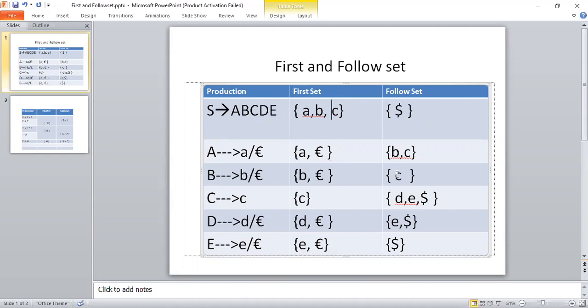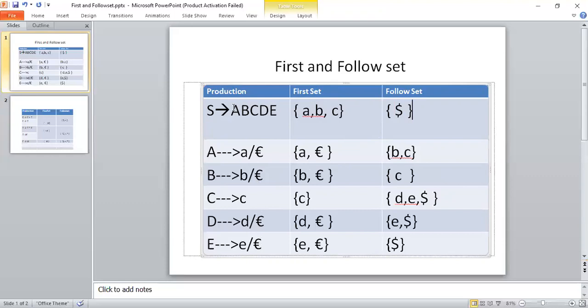Now we'll construct the follow set. To construct the follow set, we should consider the right side of the productions. Before constructing the follow set, first of all identify the starting symbol in the given grammar. Here the starting symbol is S. Therefore, follow of S contains dollar. Remember, for any start symbol, the follow set of that start symbol contains dollar.